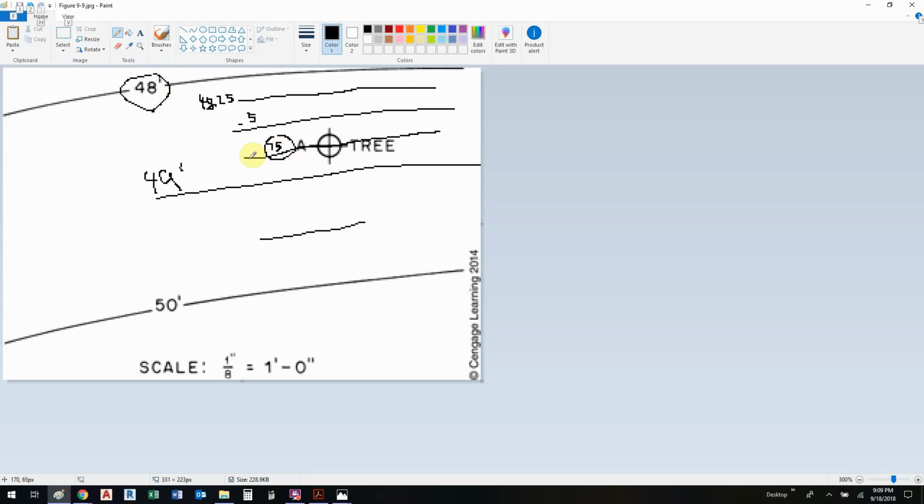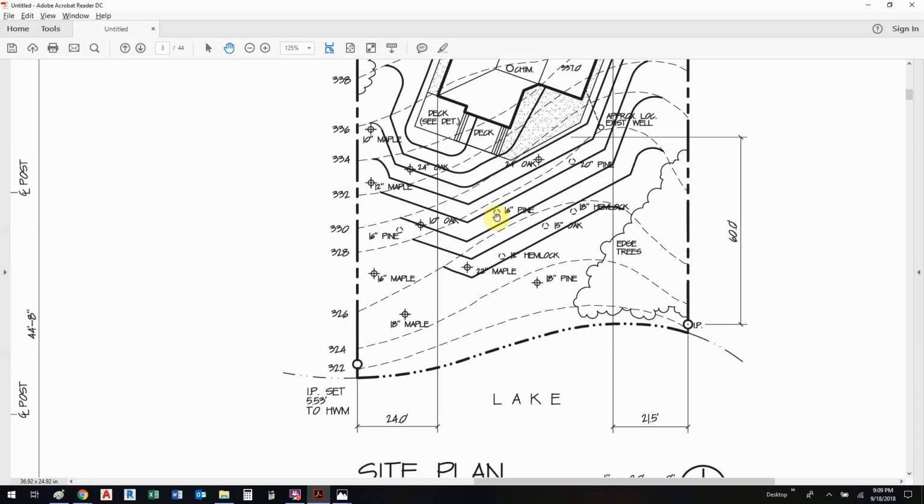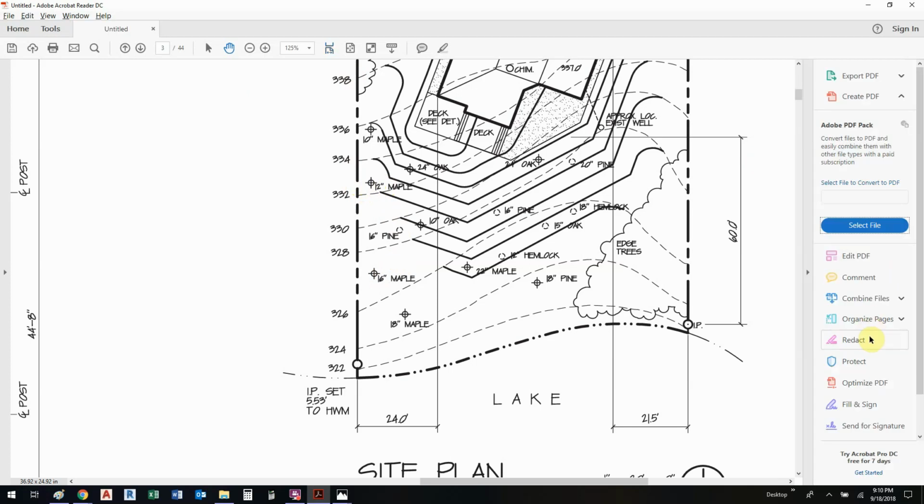So I'm not asking you to get quite that technical when we're looking in here. If I ask you for this 16-inch maple here, it's not 326, and it's not 328. It is somewhere in the middle there, and we'll call that 327. This 12-inch maple here, it could be more like 332.5.